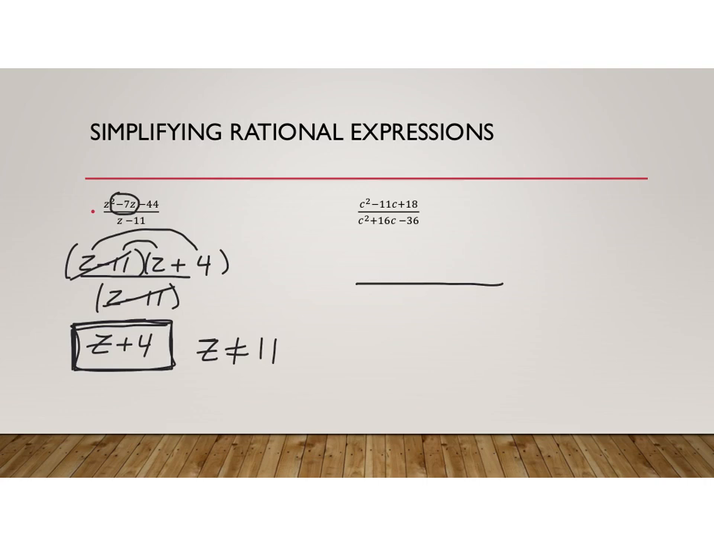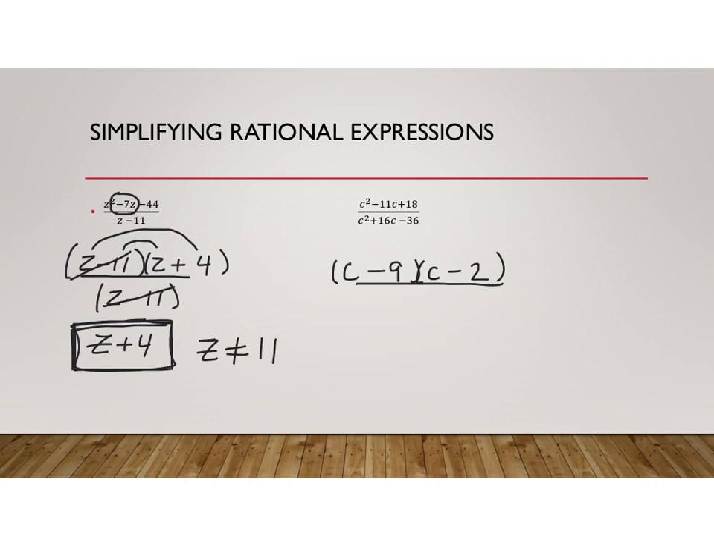Next problem here, we've got a quadratic divided by a quadratic. I'm going to start dividing here. The top, I'm going to have c and c. I've got a positive 18. My middle term is minus. Both signs got to be negative. Factors of 18 that add up to 11. 9 and 2 is going to work.